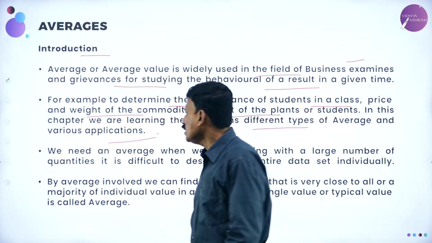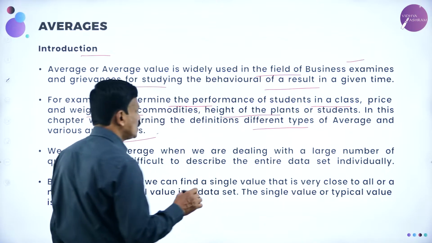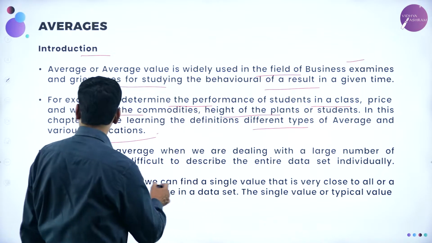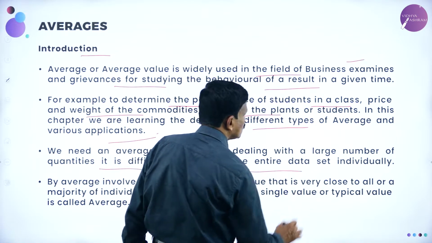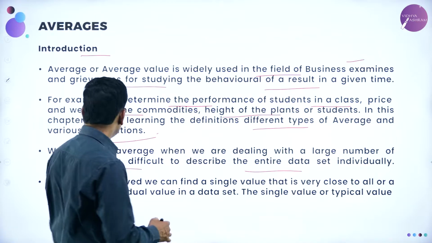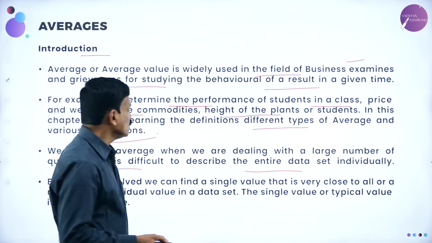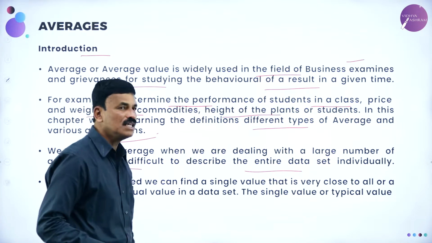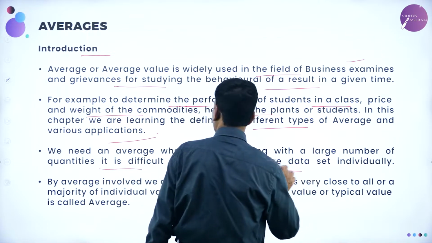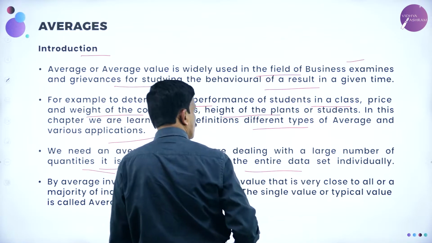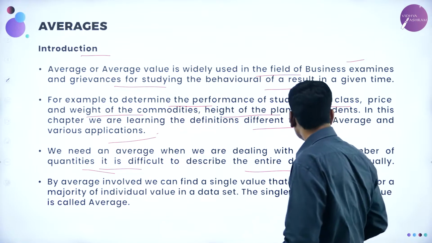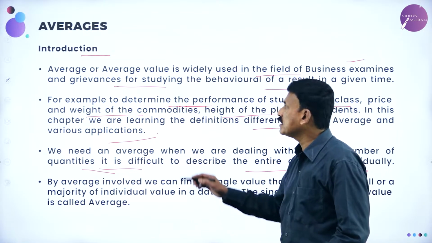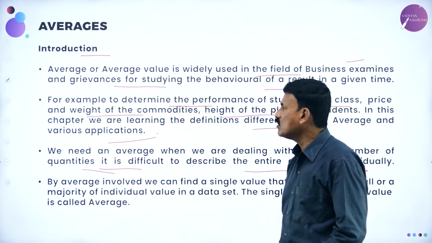Now, we need an average when we are dealing with a large number of quantities. It is difficult to describe the entire data set of individuals. So why do we need an average? We need an average when we are dealing with a large number of data or quantities. It is difficult to describe the entire data set of an individual. So there we are going to use the concept of an average.